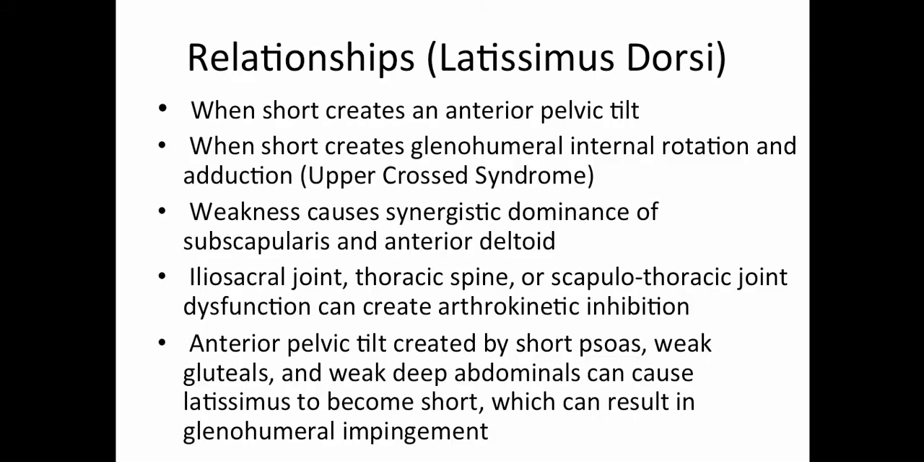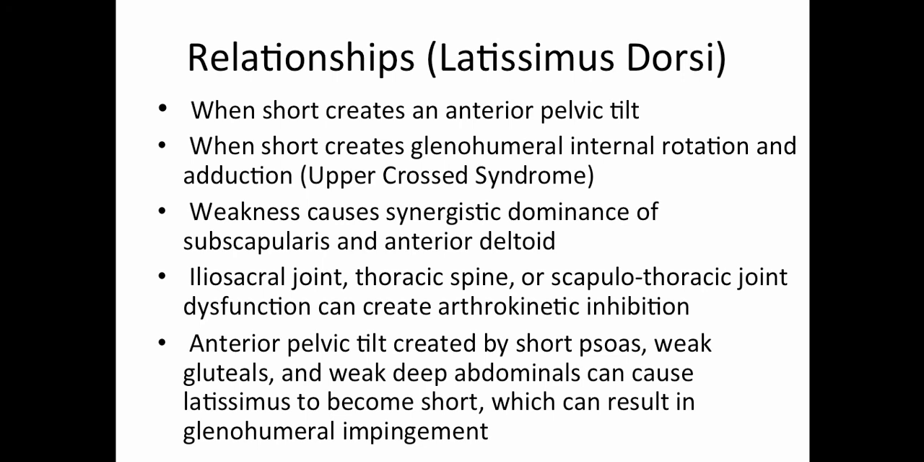If you look at relationships of the latissimus dorsi, you find that when it is short, it can create an anterior pelvic tilt. Also, when it is short, it can create glenohumeral internal rotation and adduction, or what we call the upper cross syndrome. Weakness of the latissimus dorsi causes a synergistic dominance of the subscapularis and the anterior deltoid.